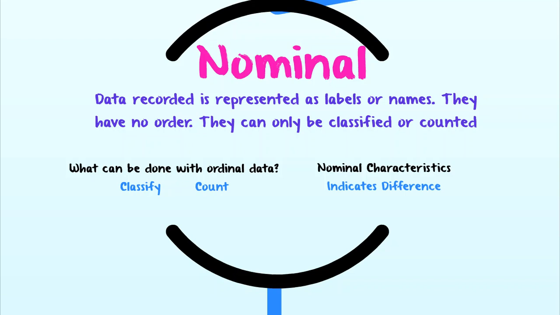And now you might go and drop my class because you like Texas so much more than Wisconsin. But that's not the point. So nominal data can be classified or counted, and it indicates differences. That's the characteristic. Nominal characteristics are that it indicates differences between them, not necessarily ranking.